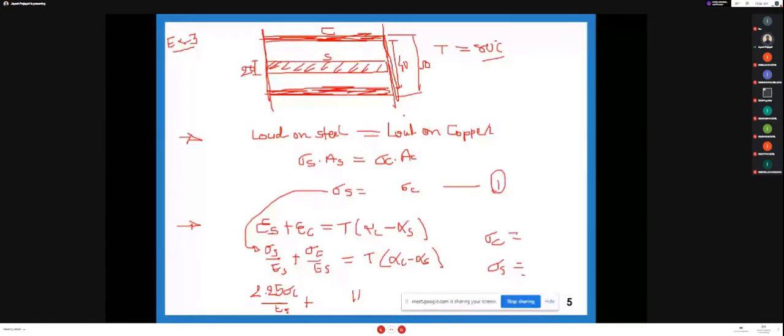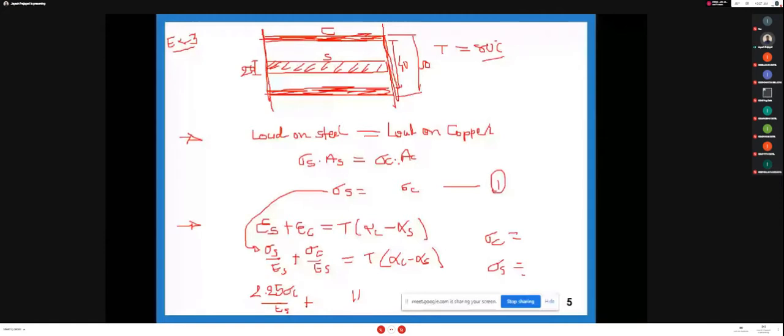So this copper tube and center one is a steel rod. So load nu equation thus stress into area. So just simplify equation in terms of stress. So sigma S is equal to how much? Sigma C. So area of copper divided by area of steel.